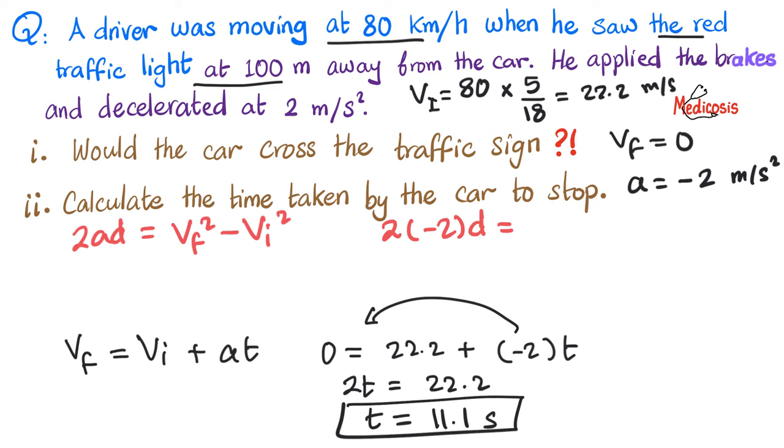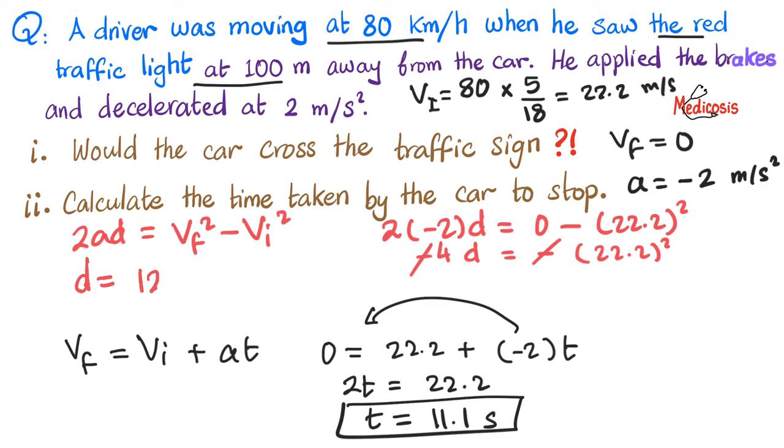What is d? d is the unknown. And what is v final squared? 0 squared is 0. And minus v initial squared, so it is 22.2 squared. So negative 4d equals negative 22.2 squared. You can cancel the negative with the negative. Do your math, you'll find that d equals about 123.2 meters. All right, now let's look at this. This is how long it's going to take him to stop. Is this greater than 100 or less than 100? This is greater than 100 meters, which means he's not going to make it. And yes, this car will cross the traffic sign.